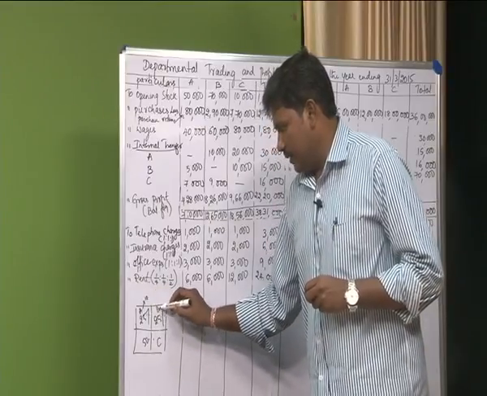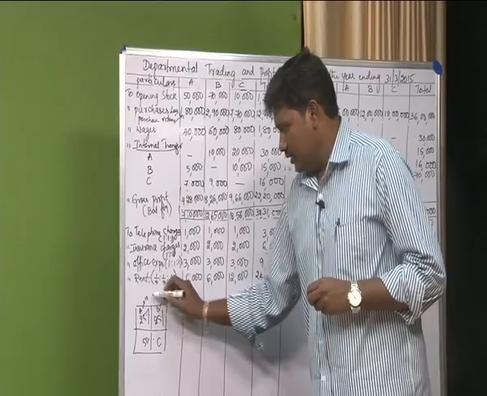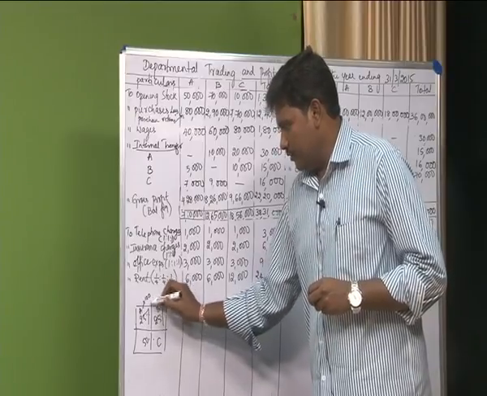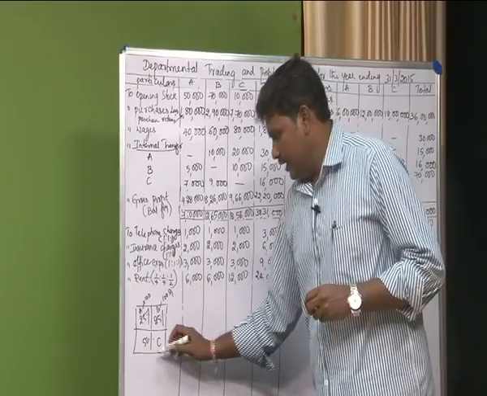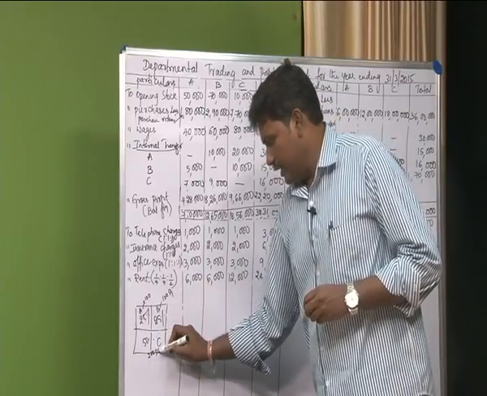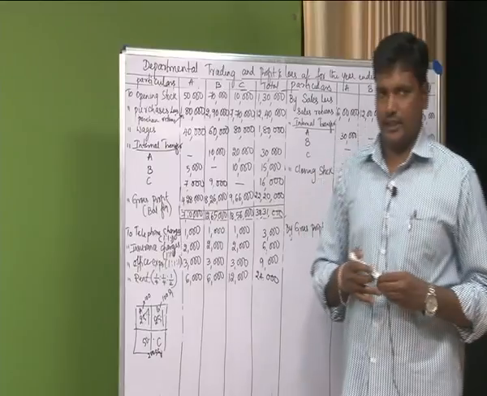100 square feet is used by department A, 100 square feet is used by department B, and 200 square feet is used by department C.